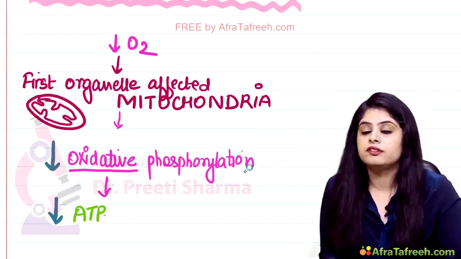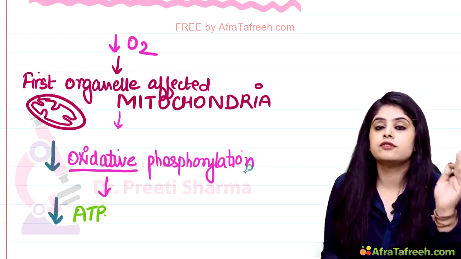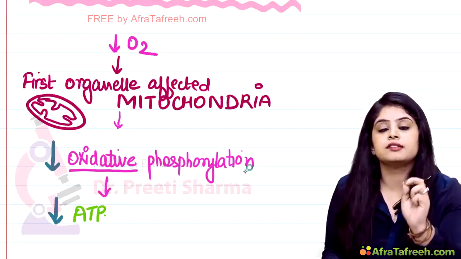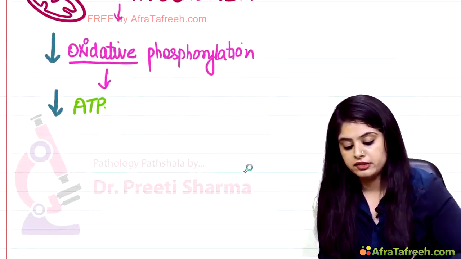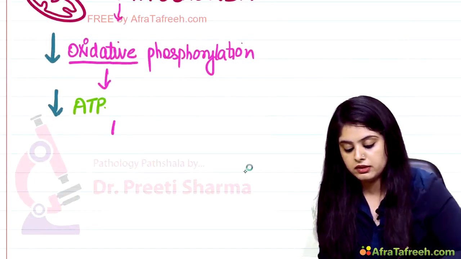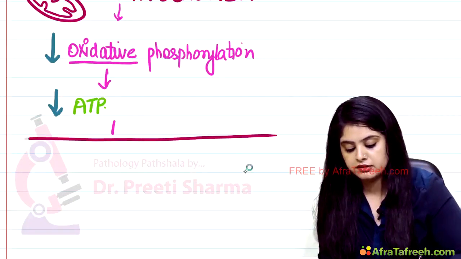So I hope you're in sync up till now that a decrease in oxygen first affects the mitochondria, as a result of which there is a decrease in ATP. Now let's see what happens beyond this. So now we are going to see all the changes that occur because of this.